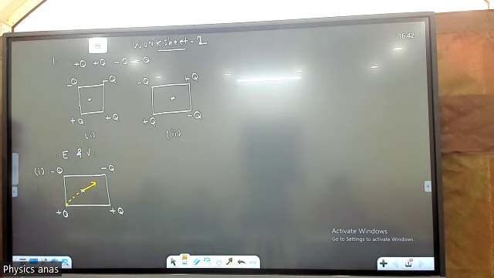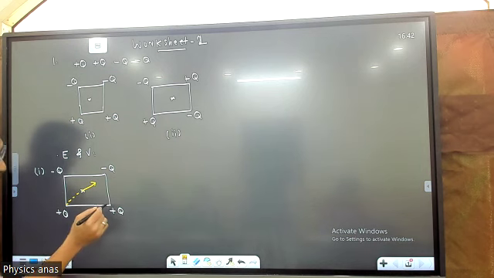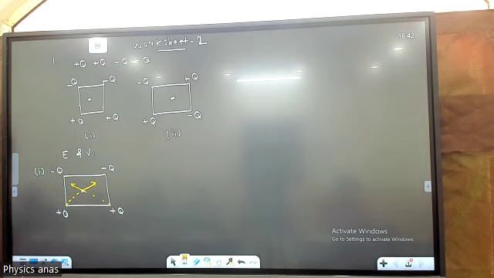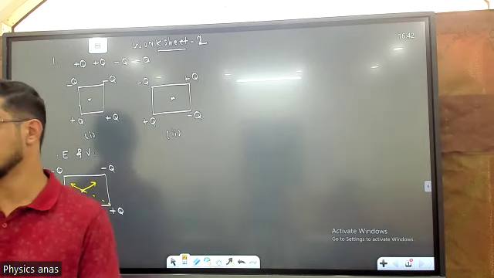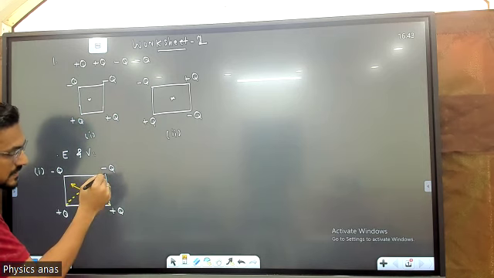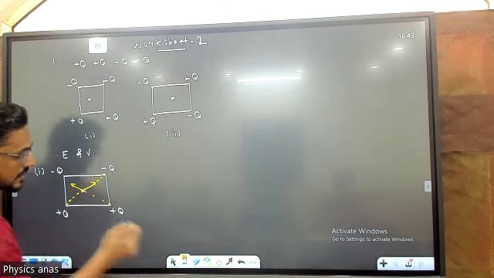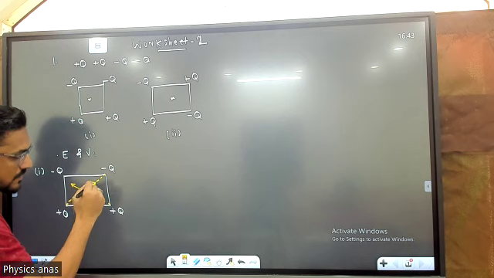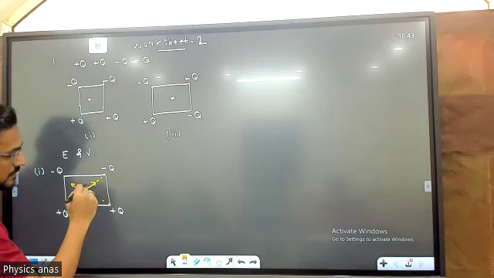Is that okay? And here you have another positive charge, so the electric field due to this positive charge will be away from the charge. Okay. What about a negative charge? Electric field will be towards the charge. Which are the negative charges here? Minus q and minus q. So the electric field due to this minus q will be towards the charge. That means again it will be in this direction, in the same direction.